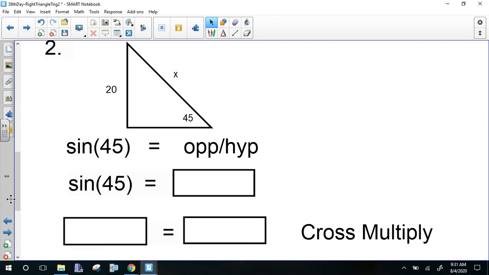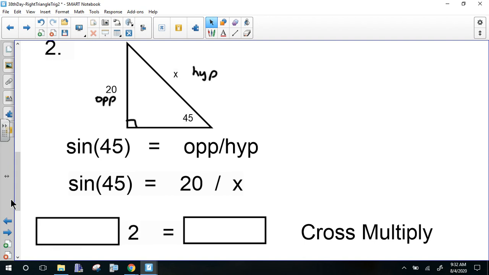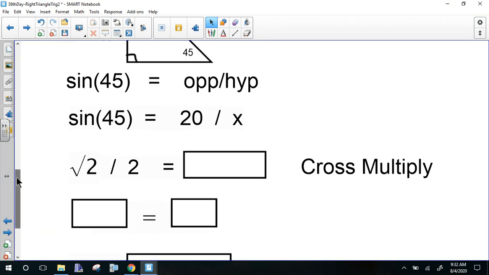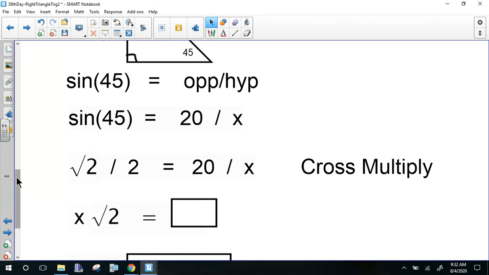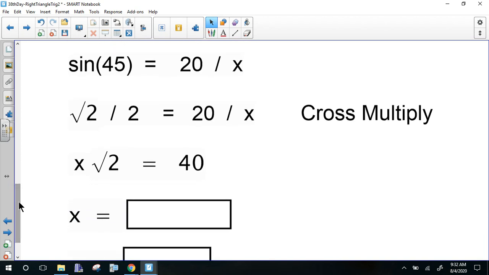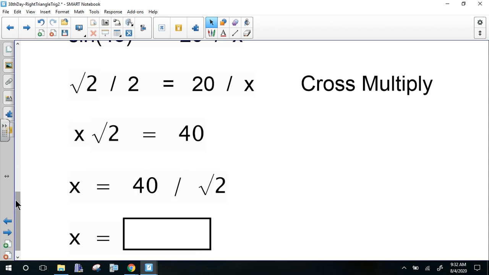Next one, we have a 45, 45, 90. Hypotenuse is x. Opposite is 20. Sine of 45, we've already looked that up. Opposite over hypotenuse is 20 over x. Sine of 45 is square root of 2 over 2. Cross multiply, we get x times square root of 2 equals 40. And if we take 40 and divide by root 2 and multiply by the conjugate, we get 20 root 2.